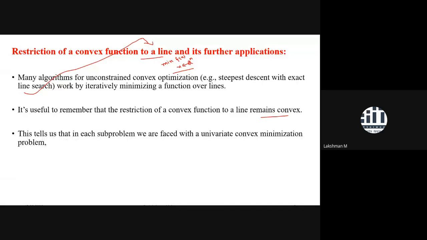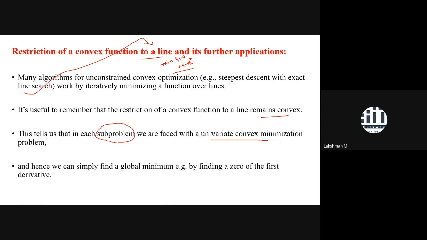That is a subproblem. It is one kind of converting into a subproblem, where you are just dealing with a line. We are faced with a univariate problem: along a line, the function will have only the step size as a variable, so it will behave like a univariate convex minimization problem. So it is the simplest job to find the first derivative, second derivative, and plot the graph of a univariate function. In that process we can simply find the global minima, just by finding the zero of the first derivative.